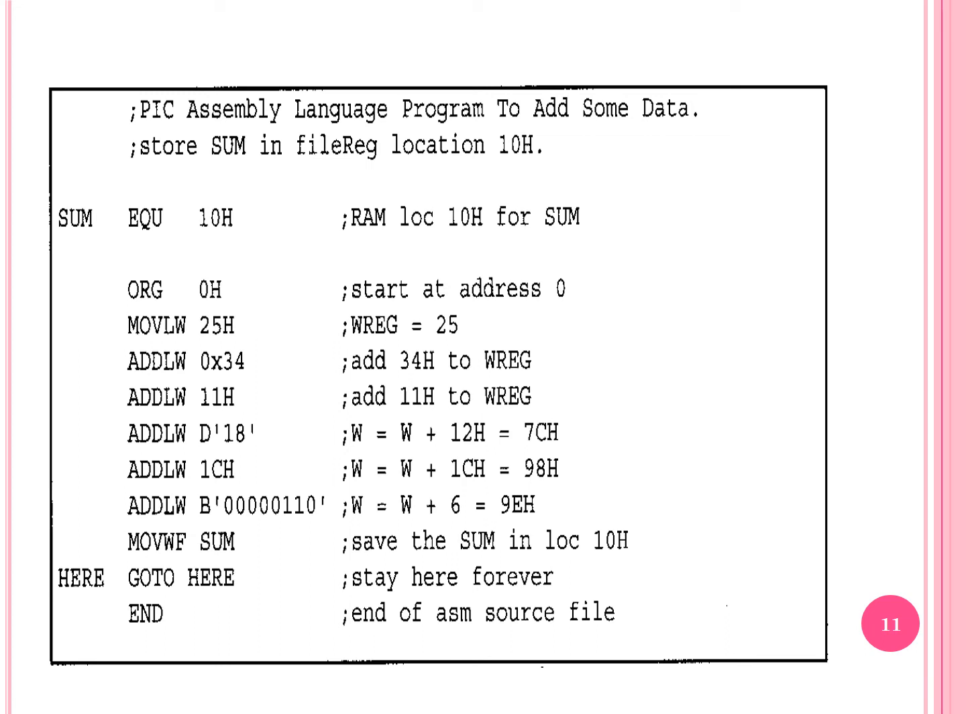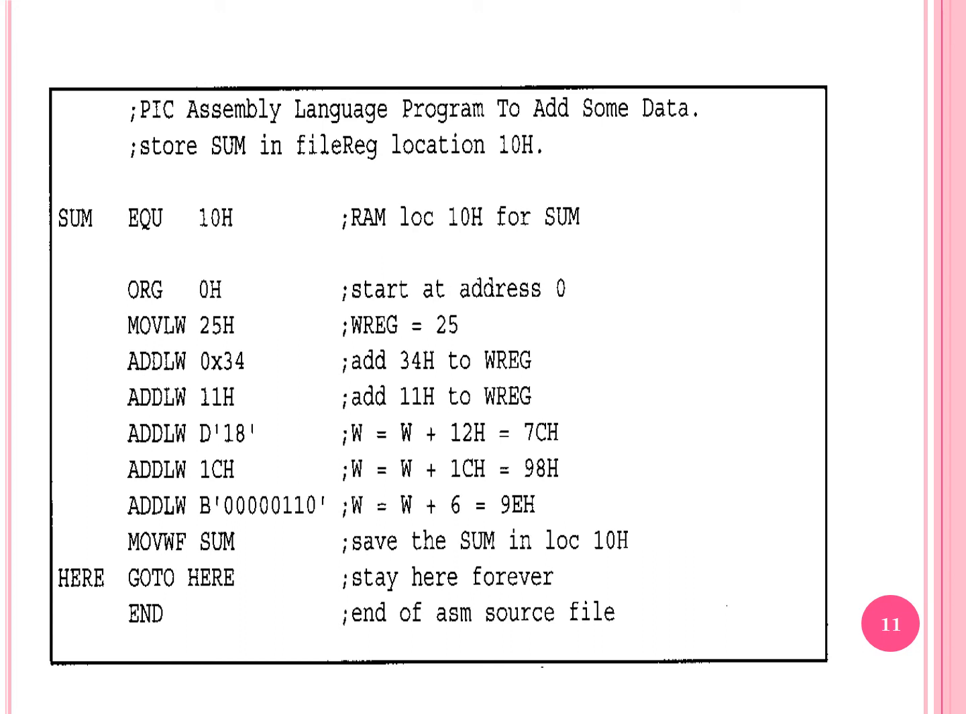Now our program is here, ORG 0H, so the starting address is 0. Now the instruction is MOVLW 25H. Whatever we are writing in front is copied to the W register, that is the work register WREG. So it will get loaded with 25. Now the next instruction I have written is ADDLW 0x34. The meaning is add 34 to WREG. W is already having 25, so in that it will add 34.